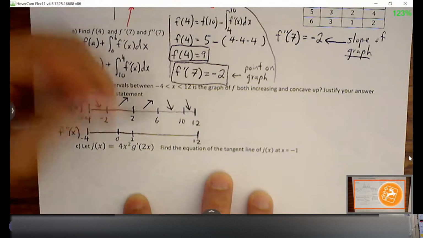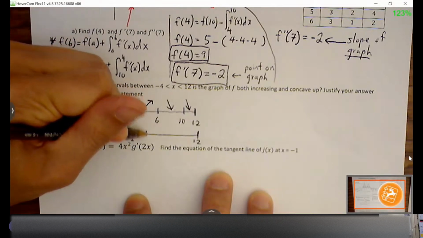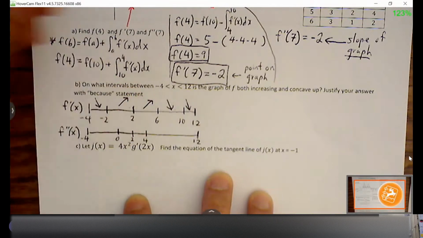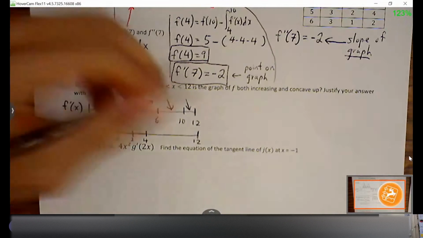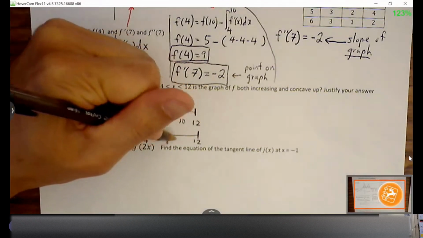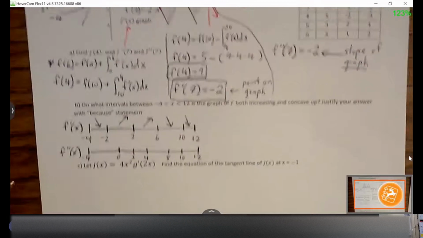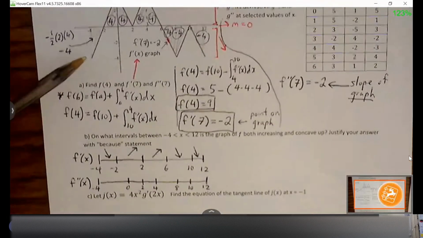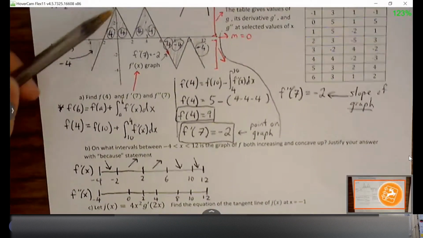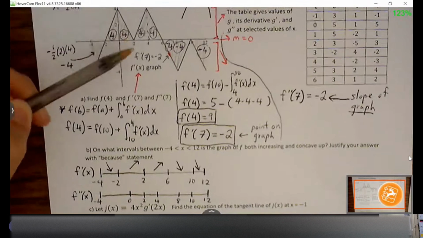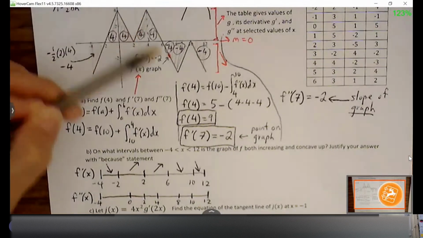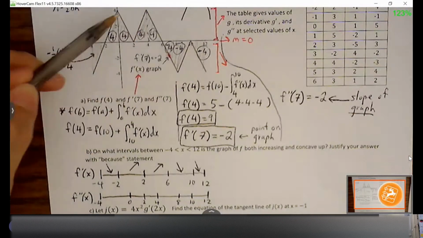Oops, not 2. Yeah, 2. Okay. And then wherever we see positive slope, that's going to correspond with concave up, negative slope, concave down, positive slope, concave up. So it's going to keep alternating, starting with concave up.